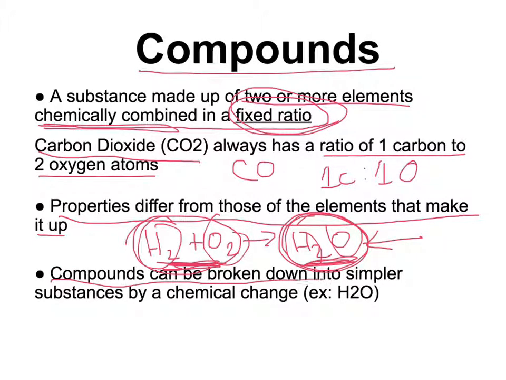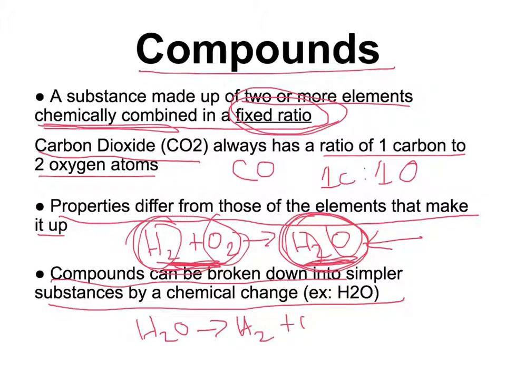Compounds can be broken down into simpler substances by a chemical change. So we can reverse this reaction. We can break down H2O back into its constituent elements with electrolysis. So they can be broken down by a chemical change, but they cannot be broken down by any other types of changes, a physical change, or anything, for example.